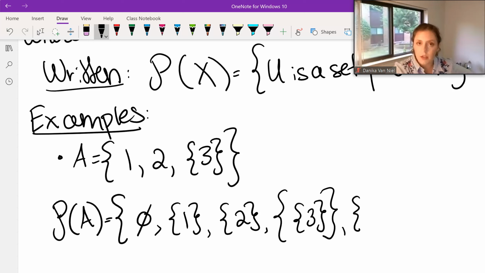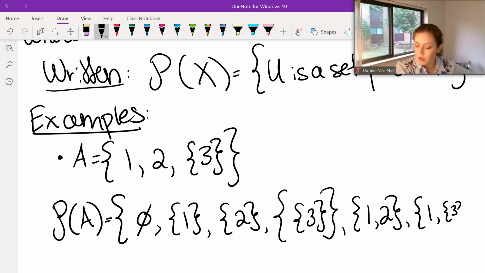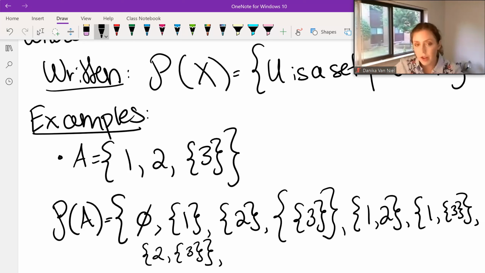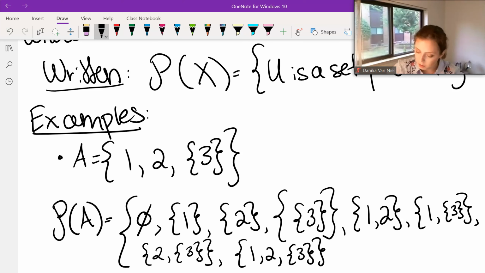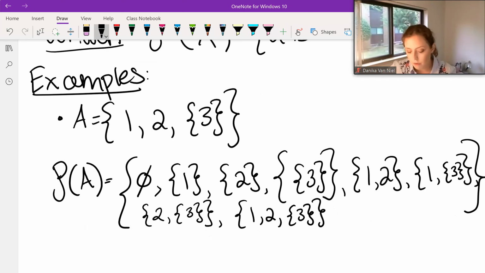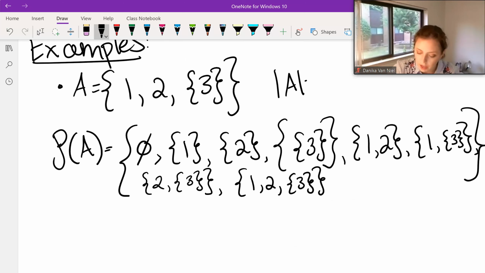Now I want sets of cardinality 2. So we have 1, 2. We have 1, the set containing 3. We have 2, and the set containing 3. We already counted 2 and 1 being together, because it doesn't matter what order they're in. Lastly, we have a set of cardinality 3, which is actually just A. Sometimes when you roll over into 2 lines, you can do a big bracket. That's what I like to do, at least. Now the cardinality of the power set of A. So the cardinality of A is 3.